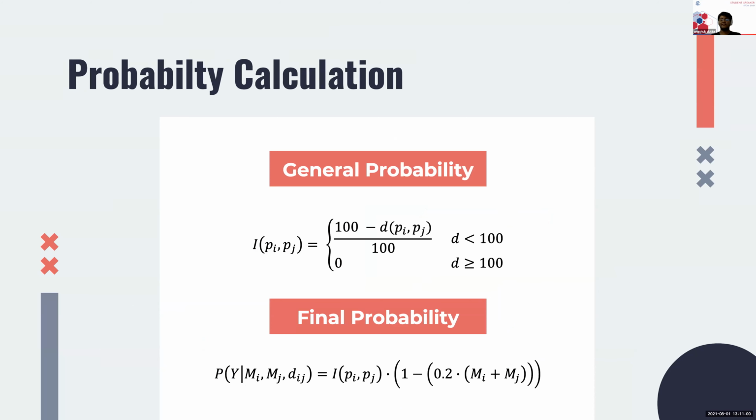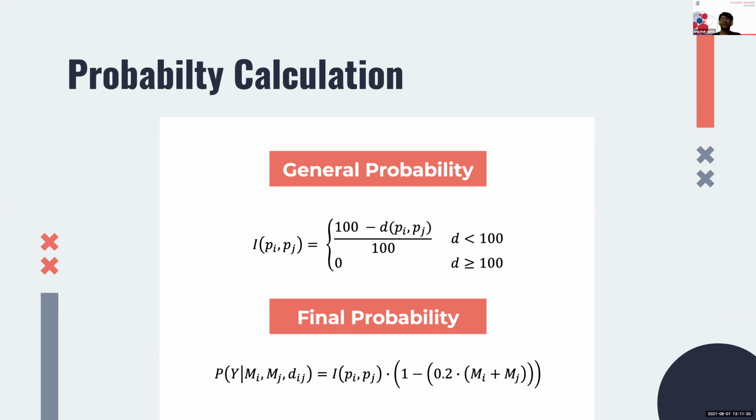Note that d over here is actually the distance between the two people, pi and pj. So why is it 0 when d is greater than 100? In our case, the 100 is 100 centimeters, or 1 meter, which is the social distancing norm. So we say that it is 0 when it is absolutely greater than 1 meter. And the 100 minus d indicates that the smaller the distance between the two people, the higher the chances of getting COVID or contracting COVID.